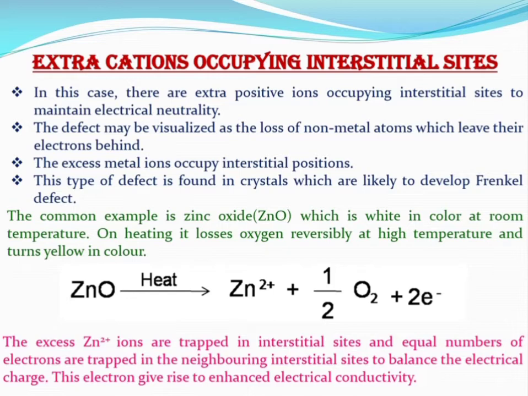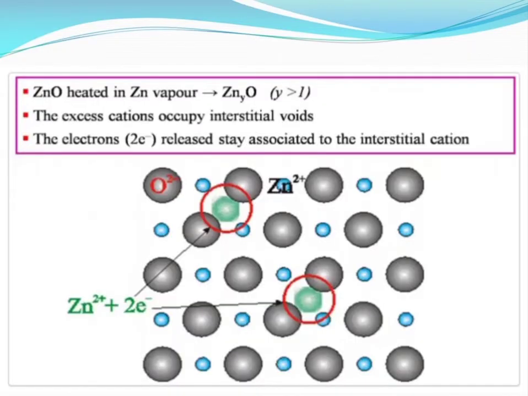On heating, it loses oxygen reversibly at high temperature and thus turns yellow in color, and the reaction is shown here, that is, ZnO when we heat it gives Zn2+ plus half O2 plus 2e-. The excess Zn2+ ions are trapped in interstitial sites and an equal number of electrons are trapped in the neighboring interstitial sites to balance the electrical charge. These electrons give rise to enhanced electrical conductivity and this is shown here.